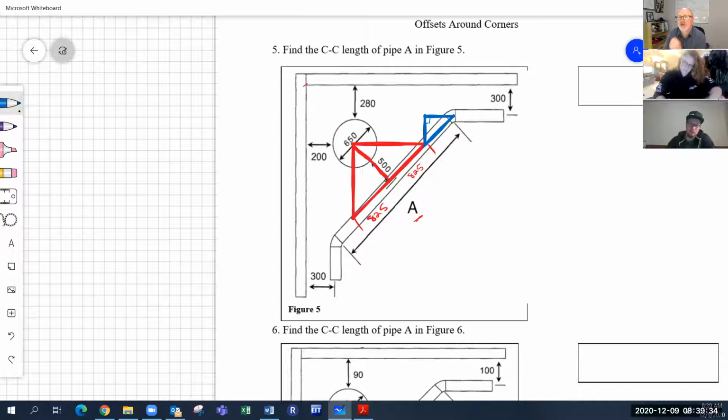Okay. So the next thing I got to find out is I'm going to take the measurement from the red line to the wall. This measurement right in here. I need that measurement. So that is half of this diameter. So that's 325 plus 280. So 325 plus 280 is 605. So this line is 605 long. Everybody see where I got that measurement?